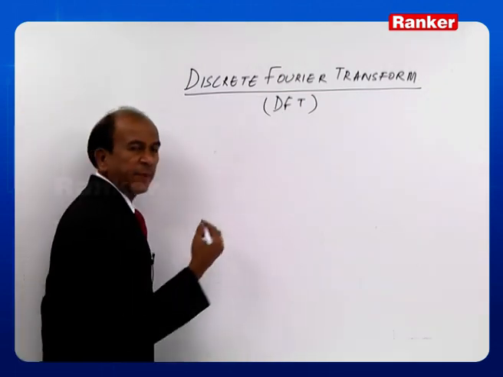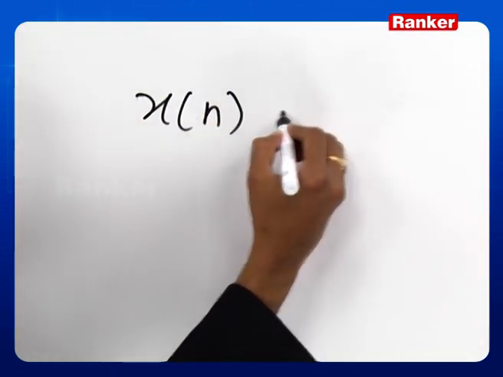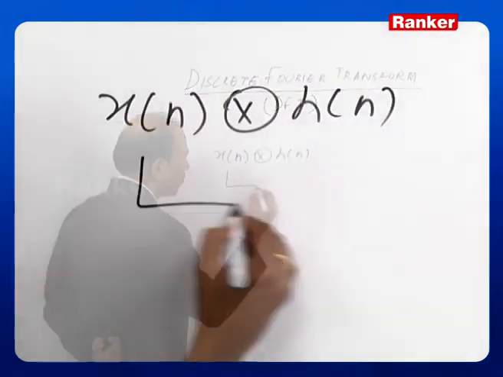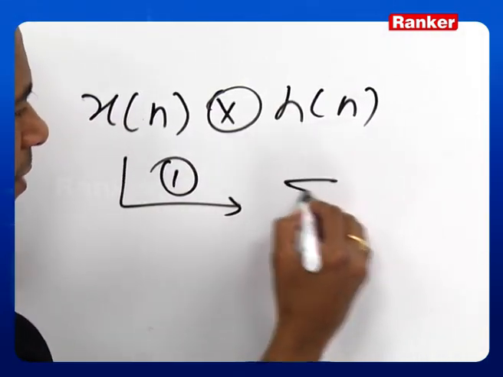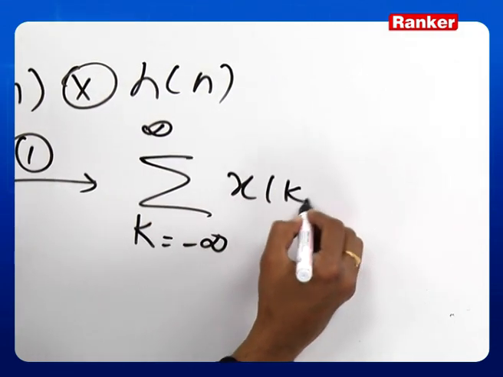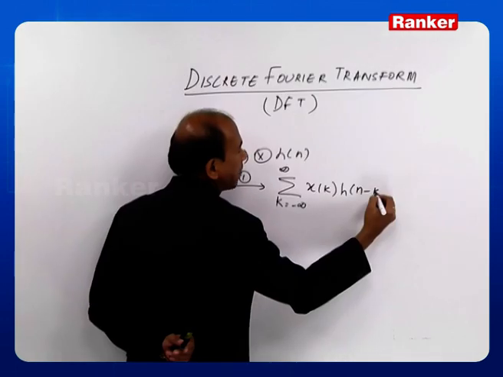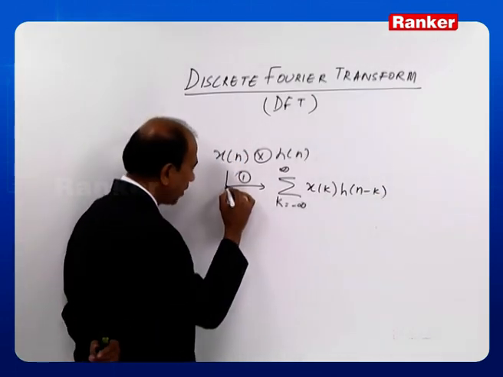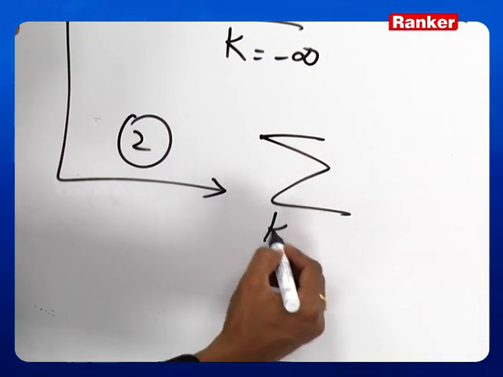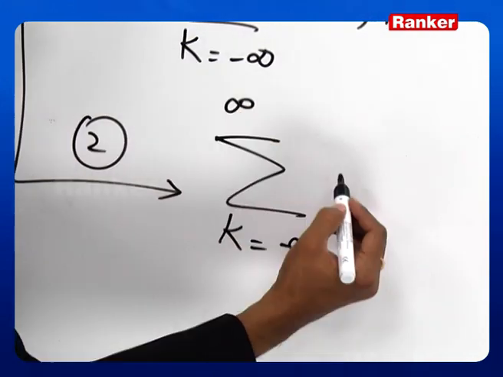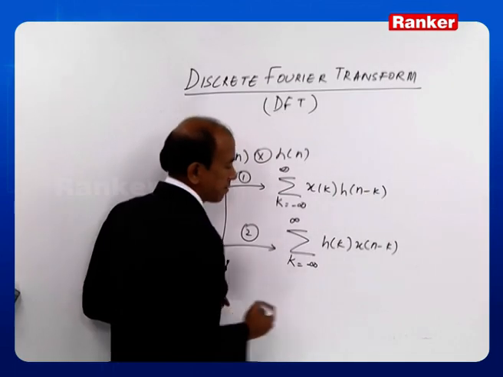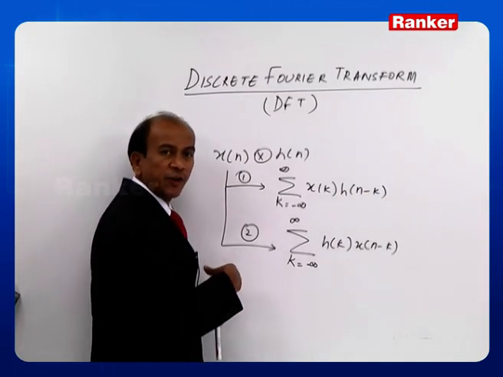So let us say two signals are being convolved: x of n is convolved with h of n. There are two ways I can write this. The first way is the summation of k equal to minus infinity to plus infinity, x of k and h of n minus k. Or the second way is k equal to minus infinity to plus infinity, h of k first, then x of n minus k second. So these are two ways I can do the convolution sum.